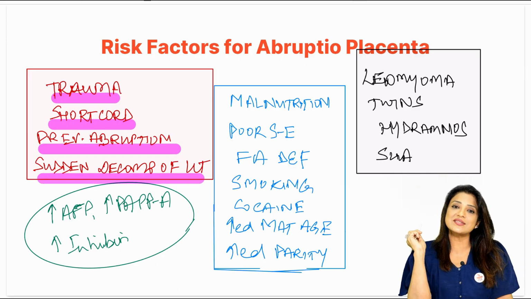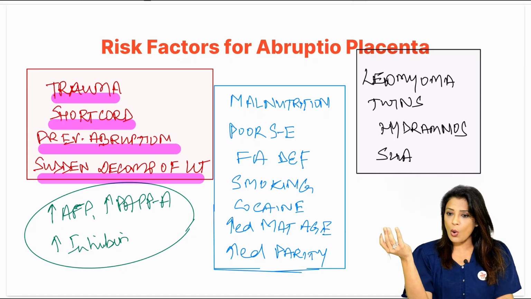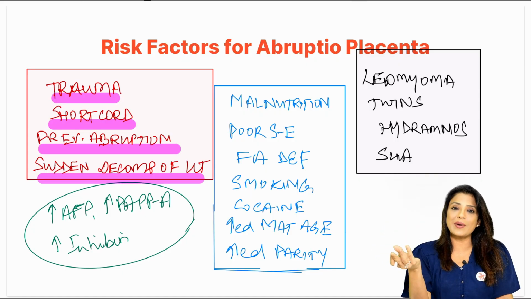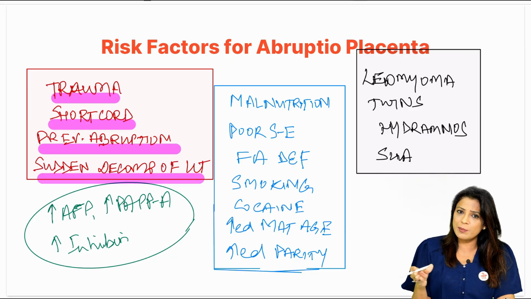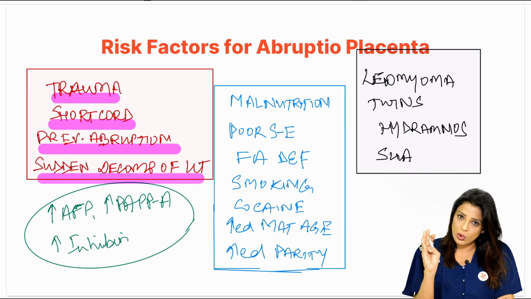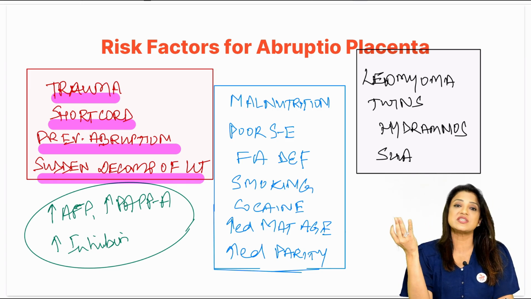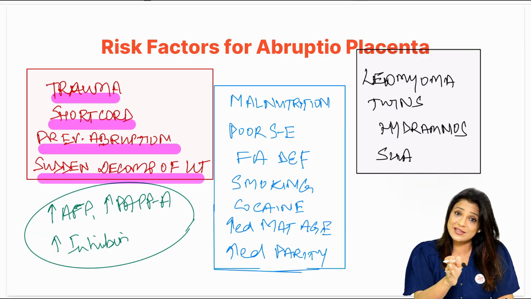When does the sudden decompression of the uterus happen? That is when there is a lot of liquor inside, or suddenly you are doing an ARM, artificial rupture of membranes, or her membranes rupture on their own, spontaneous rupture of membranes, SROM. Then suddenly the uterus becomes empty. So sudden decompression, decrease in pressure, placenta might come out. So these 4 things are categorized as one: trauma, short cord, sudden decompression, and previous history of abruption. So these are the 4 causes in the uterus when there is an accident in the uterus.